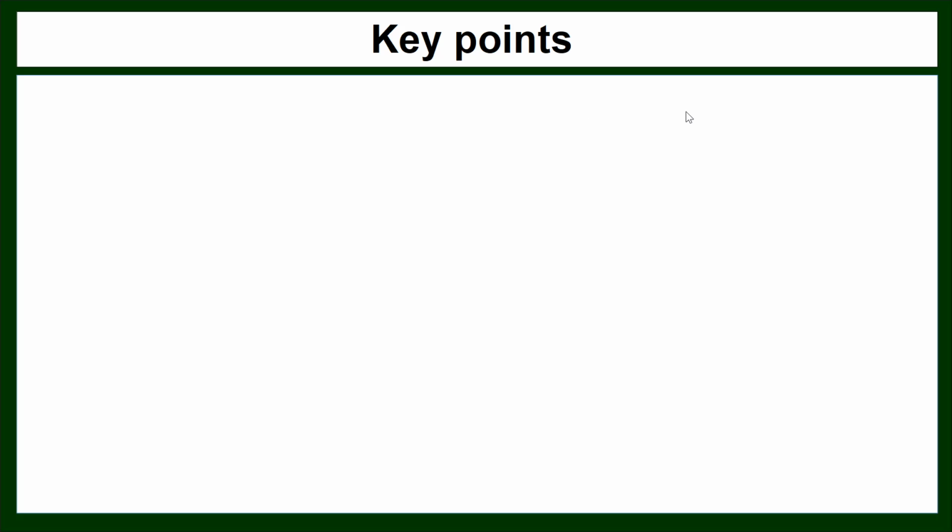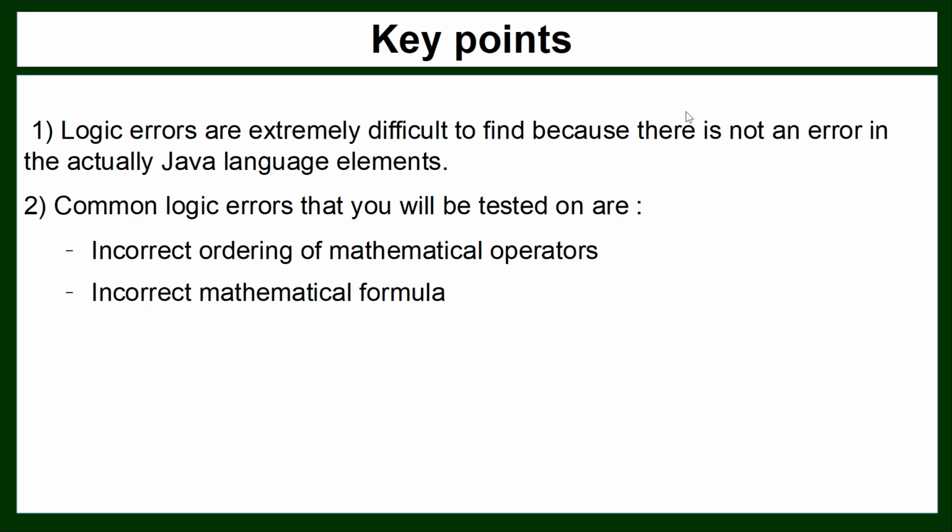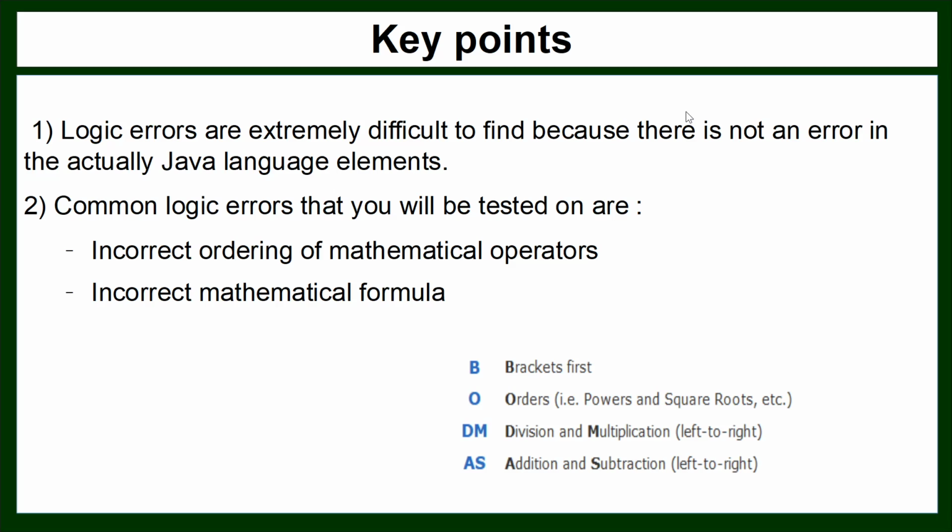So the key point to realize is that unlike compile or runtime errors, logic errors are very difficult to find because there's not an error in the actual Java language elements. It's to do with the predicted outcome not being right. And in the MTA exam, the most common ones they're going to test you on are mathematical operators and incorrect mathematical formulas. So it's important to know the order of the mathematical operators.